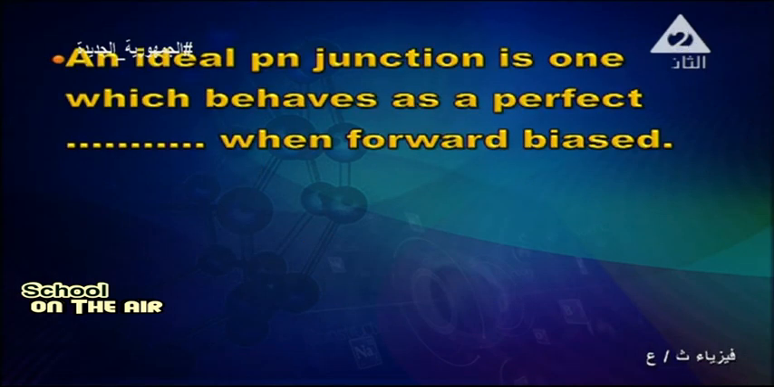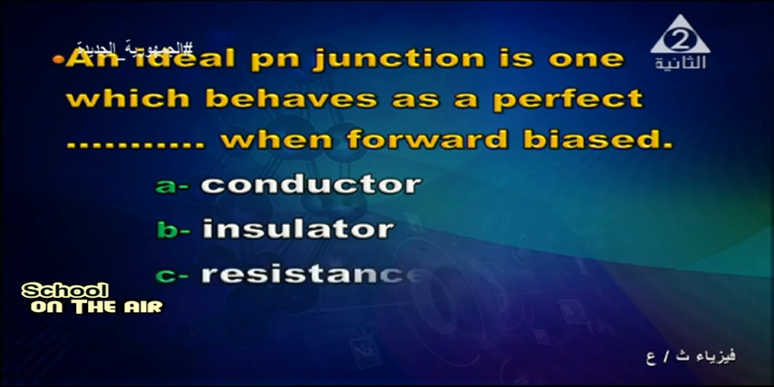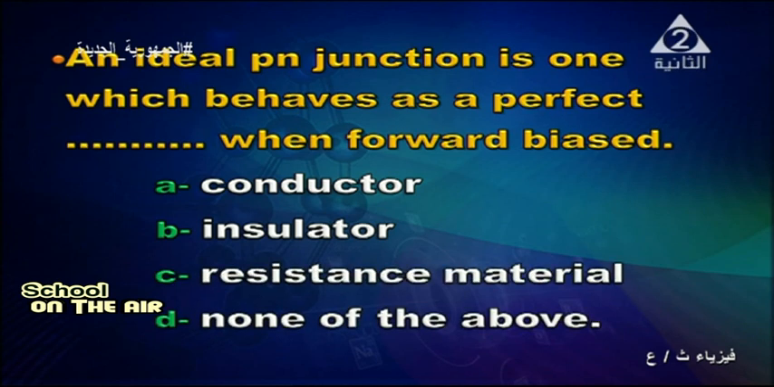Another question. An ideal PN junction is one which behaves as a perfect what when forward biased? PN junction when forward biased behaves as a conductor, insulator, resistance material, or none of the above. Of course, it acts as a closed switch. It is a conductor. Okay.